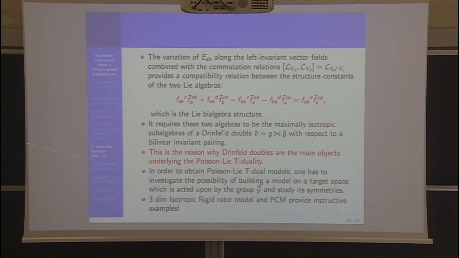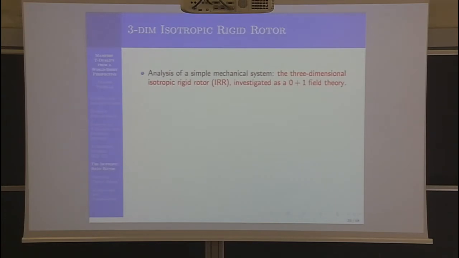So in order to obtain Poisson-Lie dual models, one has to investigate the possibility of building a model on a target space which is acted upon by the group G tilde, and study its symmetries. This is the reason why we have considered two simple models. I'd say that one is really very naive, maybe: the three-dimensional isotropic rigid rotor. But the other one, the principal chiral model, has revealed itself to be a very instructive example. So let me only sketch a little bit the main properties of these two models.